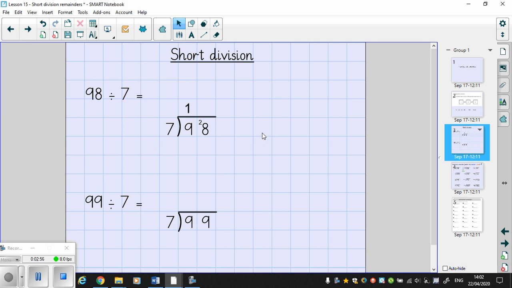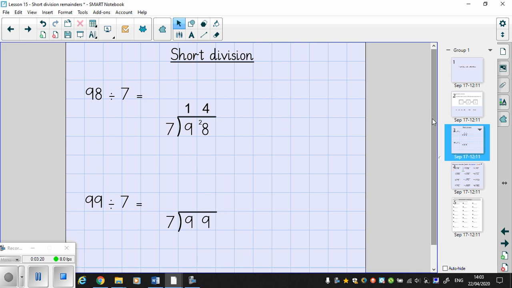We've now got 28 sweets on the table. How many times can we take 7 sweets away? 7, 14, 21, 28. We can take 7 sweets away 4 times. So 98 divided by 7 is 14. Nice and straightforward, no remainder. Now let's look at 99 divided by 7.